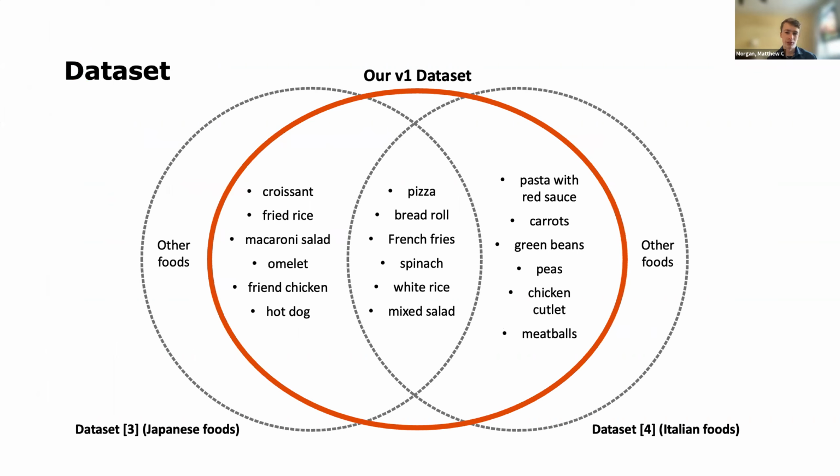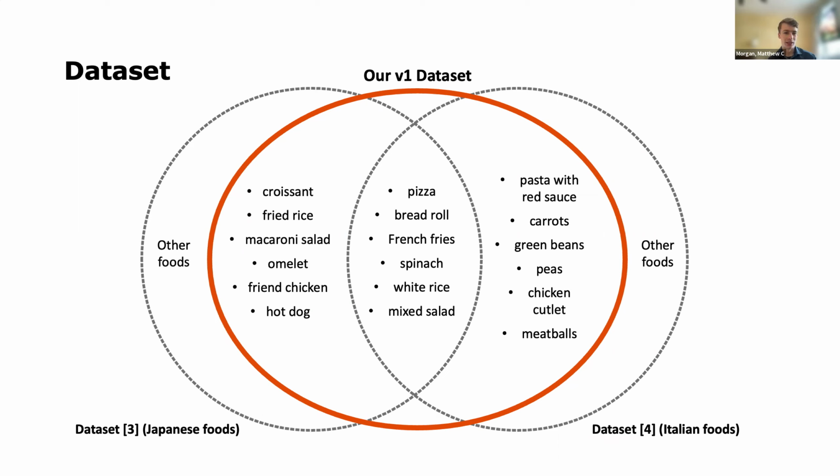Here's a more detailed overview of our data set. You can see that this lists the classes. On the left side, the gray circle is Japanese foods. On the right side, the gray circle is Italian foods. And in the middle of the Venn diagram is pizza, bread roll, French fries. Those are all the classes that are merged together, so they come from both data sets and are combined. And these are all fairly common foods that I think you'd see in an American cafeteria.